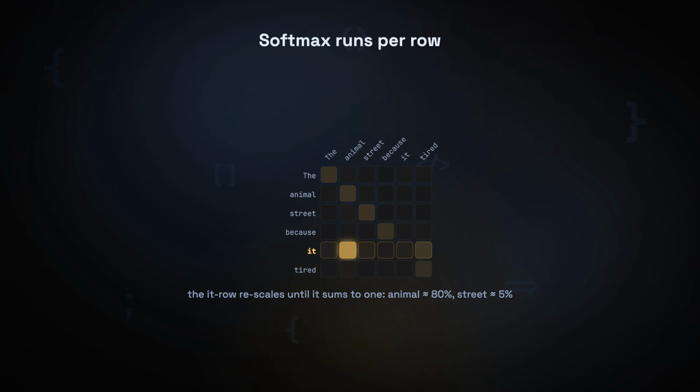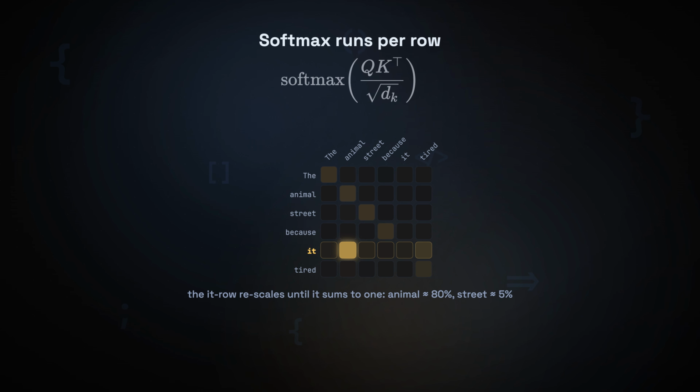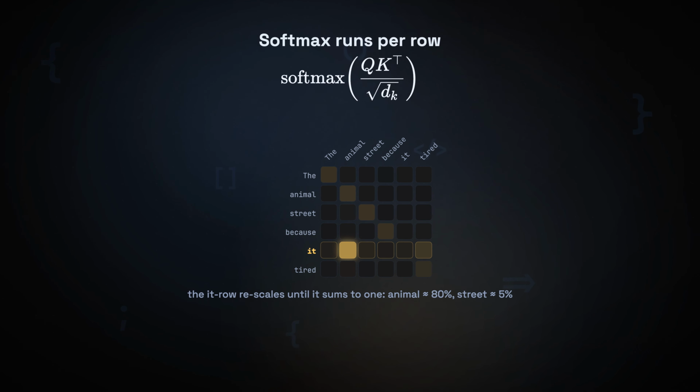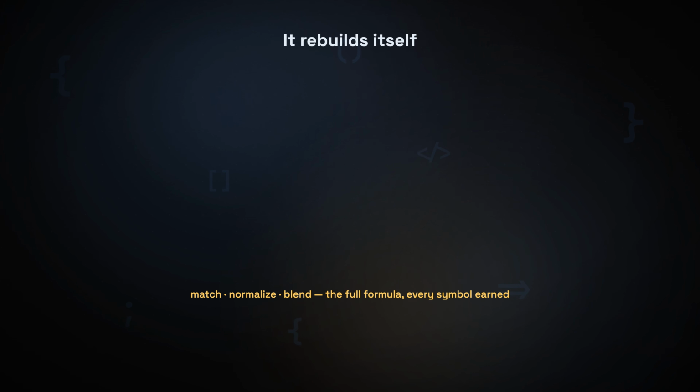And here is the detail that almost every explainer gets wrong on screen, so let's get it right. Softmax happens per row, not across the whole grid. Watch only the "it" row. Its cells recolor and rescale until that single row sums to exactly 1. The "animal" cell lands around 80%. The "street" cell, a tiny 5. Crumbs everywhere else. The word "it" now spends 80% of its attention on "animal". Then every other row independently does the same, each word distributing its own 100%. The formula assembling above the grid now reads softmax of QK transpose over the square root of the length. Match, then normalize. We have the percentages.